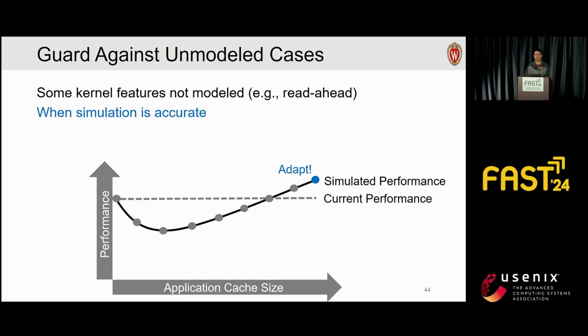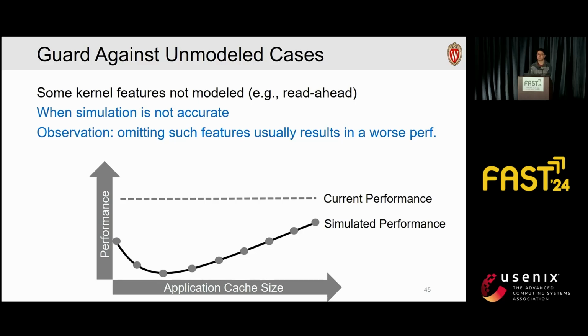The graph shows an example in the normal case where simulation is accurate. The y-axis is the performance where higher is better, and the x-axis is the application cache size of different configurations. The dashed line is the current performance, and the solid curve is the simulated performance of different configurations. Each point represents a configuration. The best performance takes place at the rightmost point and is better than the current performance, so we adapt to that configuration.